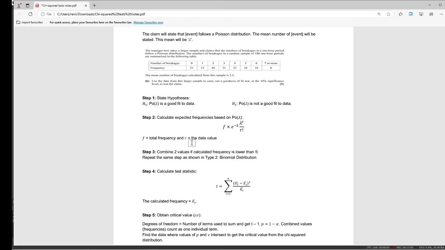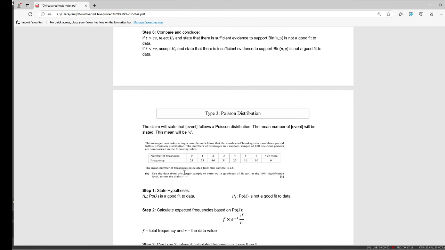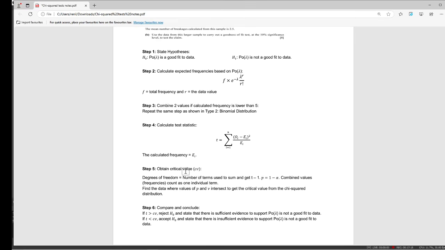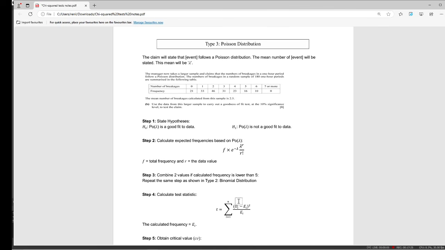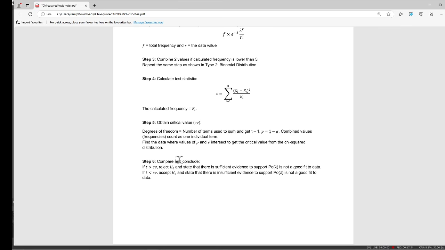Now step 3. Combine two values if calculated frequencies are lower than 5. Repeat the same step as shown in type 2, binomial distribution. Basically the combination of columns as stated before. It is extremely simple to perform. Step 4. To calculate the test statistic, it's extremely simple. Once again, we just use the most common formula used in all of these tests. And then the critical value now needs to be calculated.